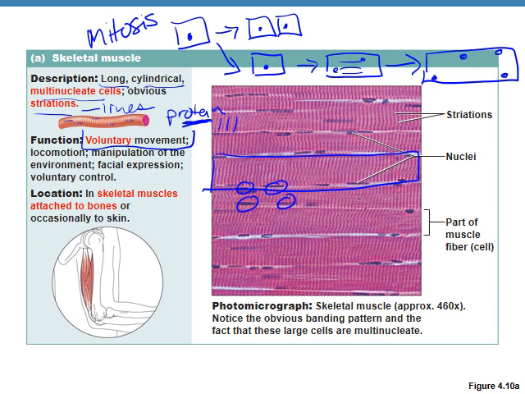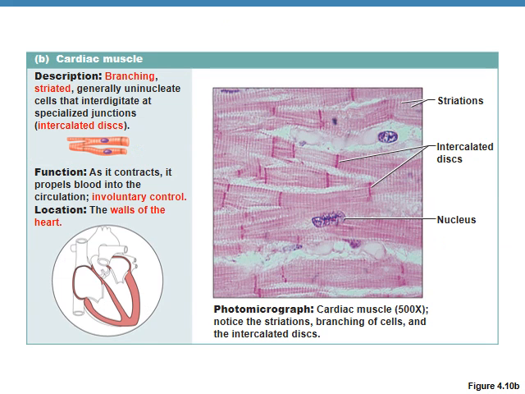For function, you should understand voluntary movement. Voluntary movement means that your conscious mind initiated the movement. So your brain tells your muscle to contract, because you initiated that response. Where do you find this? Skeletal muscles are always attached to bones.